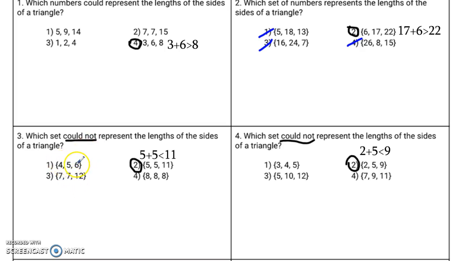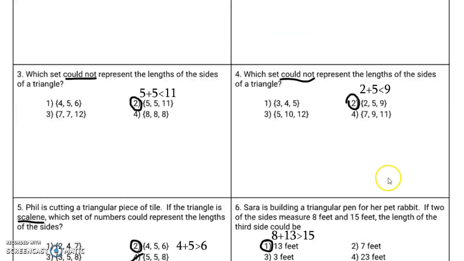4 and 5 is 9. That's bigger than 6, so that's good. We're looking for the one that could not. The one that doesn't work, 5 plus 5 is 10. That's too small. Same thing, we're looking for the one that could not work. 5 plus 2, that's 7. 7 is smaller than 9. Remember that the lengths of the two smaller sides of the triangle have to be bigger than the third.